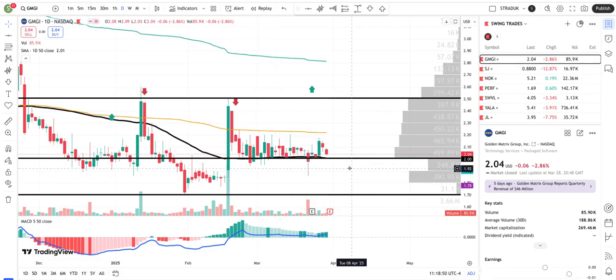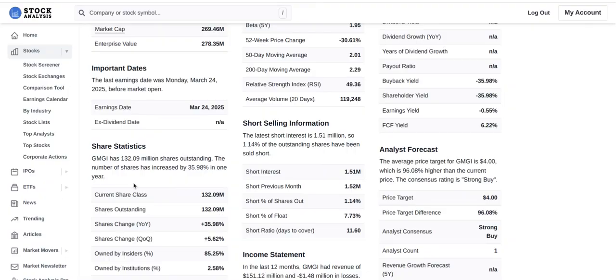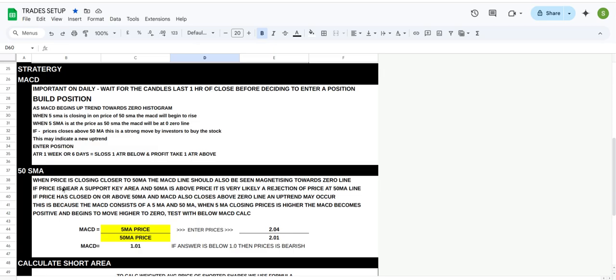Okay, a bit more on the tools that we use. MACD. Only build your position when the 5-day moving average begins to rise towards the 50-day and they magnetise together, showing roughly around the zero. So we would start accumulating stock in and around the zero of the histogram of the MACD.